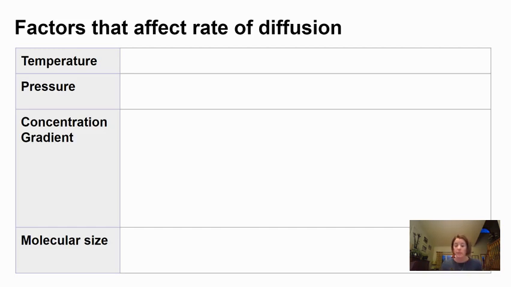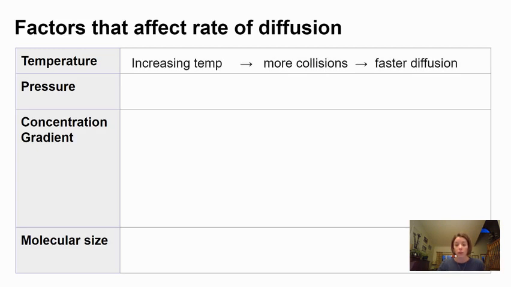The 4 things that make that difference you can see on the left-hand side there. And the way that it works is temperature, like we just talked about. The higher the temperature, the more collisions, the faster the diffusion will happen. The other 3 factors are also intuitive. We're going to spell them out here for you.